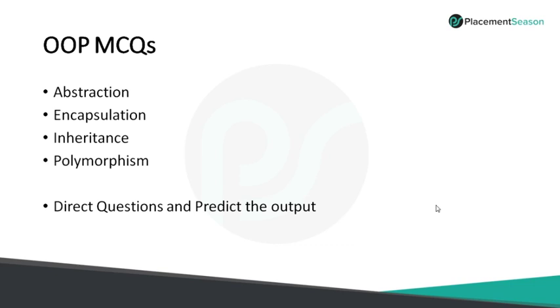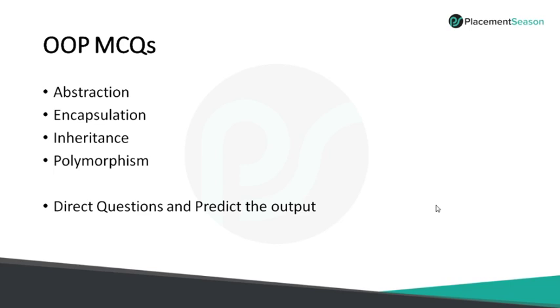You can easily answer the direct questions. It won't take more than 20 to 30 seconds. You can read the question and answer it directly. The second type of question is predict the output. You need to be more careful in the predict the output type of question because there will be chances for compilation error or runtime error. So check each and every line, including the syntax, in predict the output type of question.